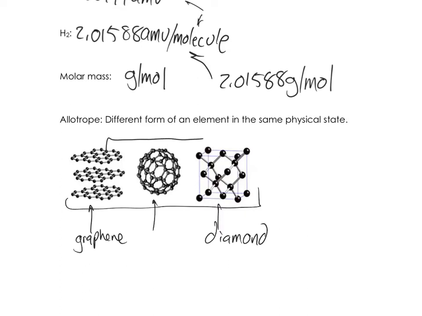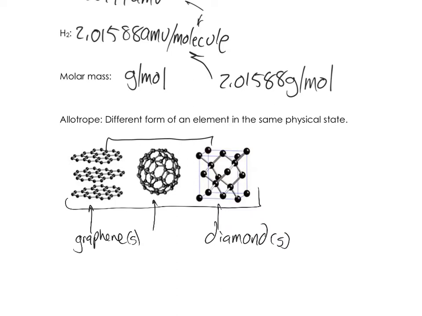We call these two allotropes of one another. They differ in how they're connected and how they're structured, but they're in the same physical state. Both of these are solids. Okay, if I go from a solid to a liquid, that's not an allotrope. That is a phase change.